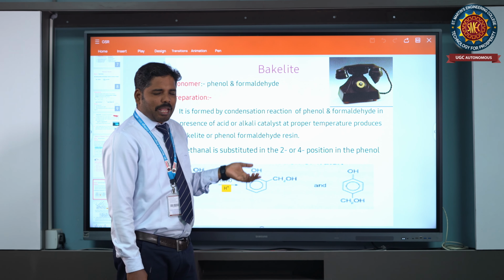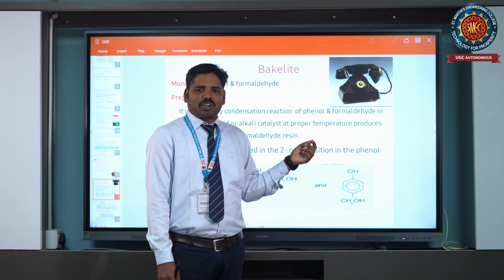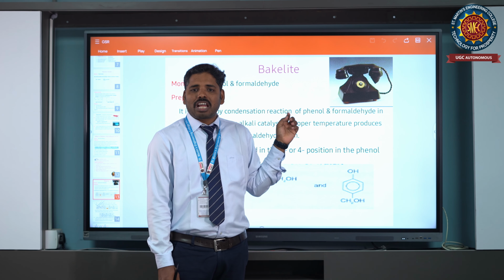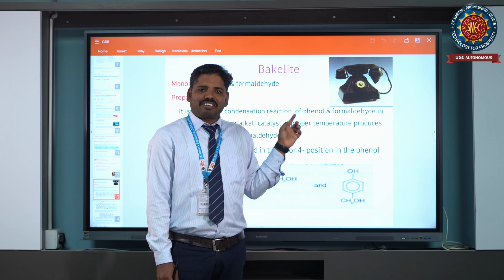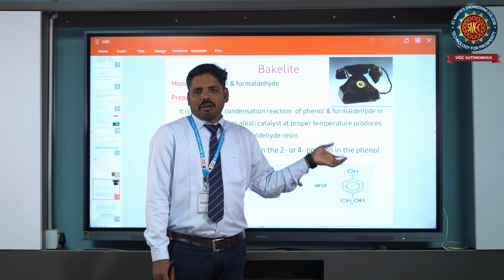Next, the two types of methylol compounds undergo a condensation reaction. It gives an ether linkage. It is called resol, and the other structure is novolac. Novolac again reacts with phenol. It gives Bakelite, a cross-linked polymer.